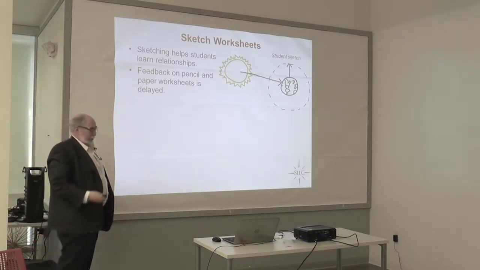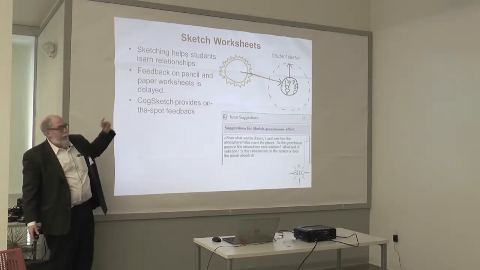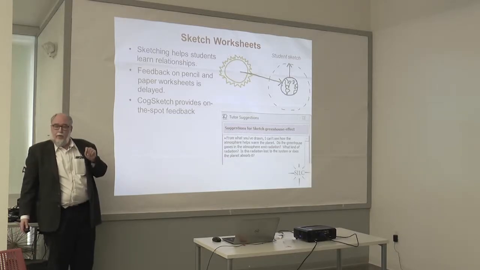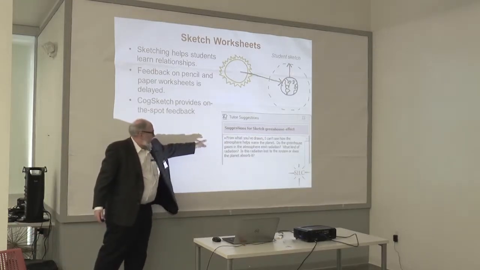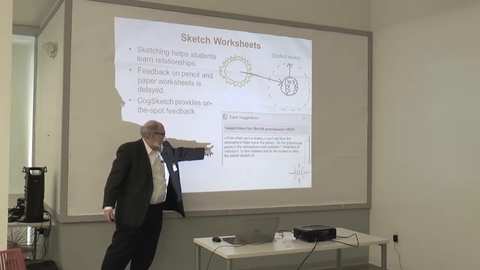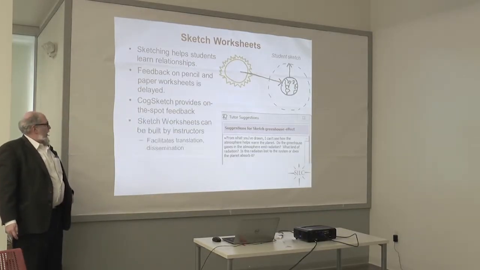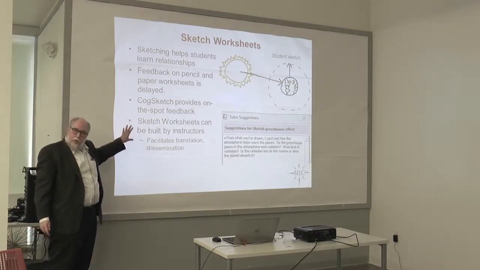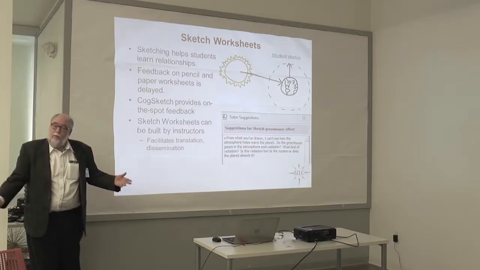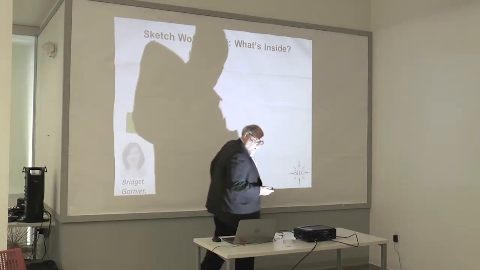Okay, so you really want instantaneous feedback. Now CogSketch can provide on-the-spot feedback. This example is actually in the distribution, so you can try it out yourself, and you'll see literally this feedback, where it's basically saying, gee, atmosphere helps warm the planet, I don't see how that happens, some things to think about there, okay. And the key thing is sketch worksheets can be built by instructors. Don't have to be an AI person to do it, okay? Because if you do, it's not going to travel very far. NSF terms, translation, dissemination.